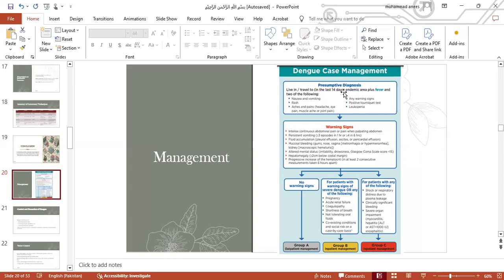If the patient presents with the warning signs or severe dengue or any of the following, they are grouped as group B, and they are treated with inpatient management in which fluids are given to the patient. And if the patients have shock or clinically significant bleeding, they are admitted to the ICU for intensive care management, and they are grouped as group C.